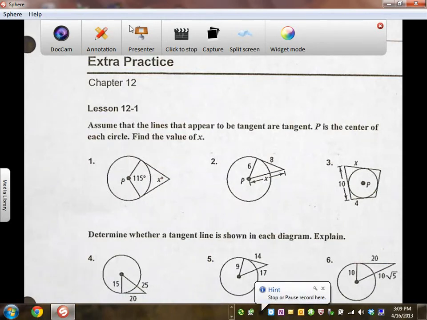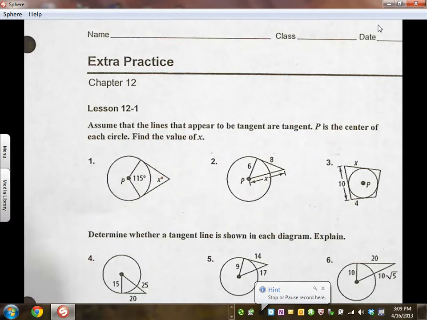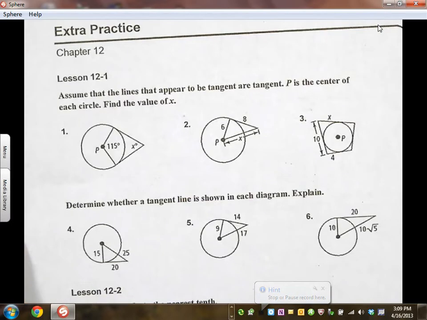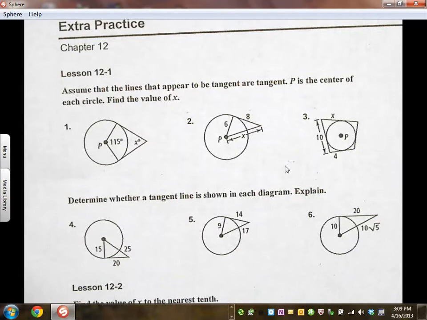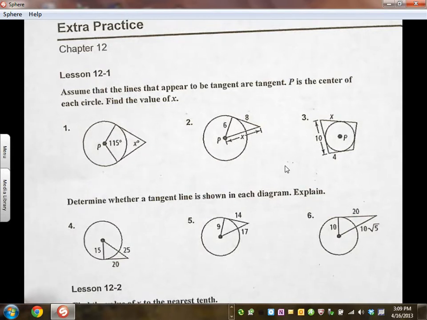Hey guys, I'm finally getting to do the extra practice that I was hoping you could do by turning in today in class, although it looks like most of you really struggled with it. So I thought I would be really super nice and come along and do a couple of these with you.